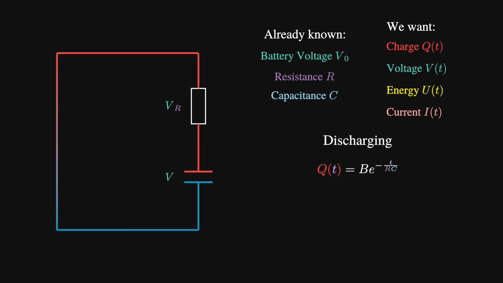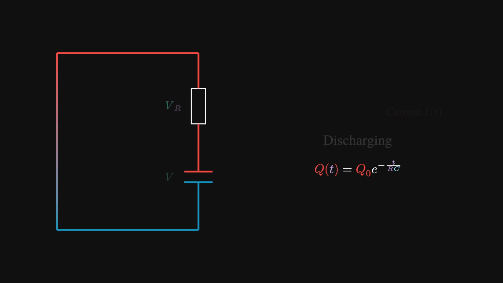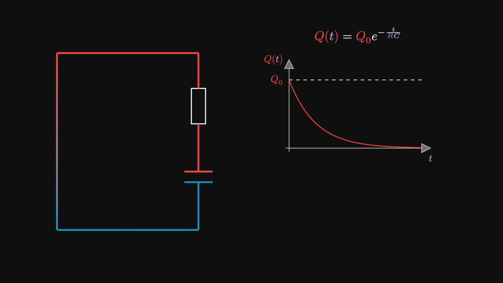In this discharging scenario, we'll say that at t equals 0, Q equals Q naught, and if we plug these into our equation, we see that Q naught equals B. So our final expression is Q equals Q naught e to the minus t over RC. And that's literally all there is to it. The charge decays exponentially from Q naught to 0, with the exact same time constant RC controlling the rate.